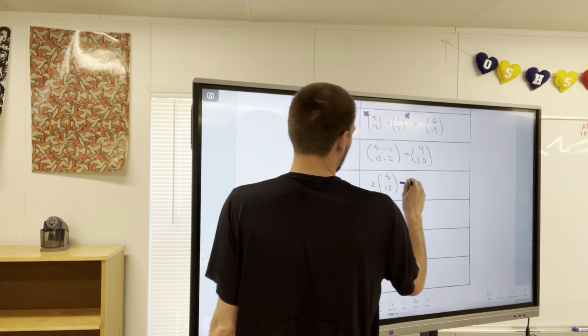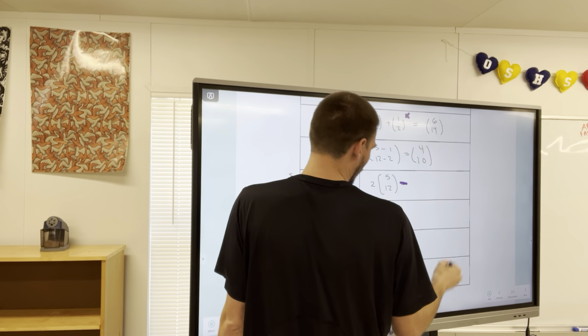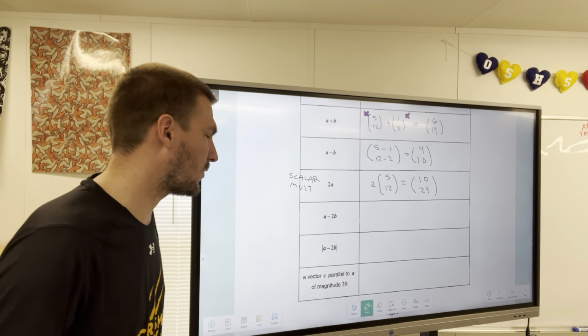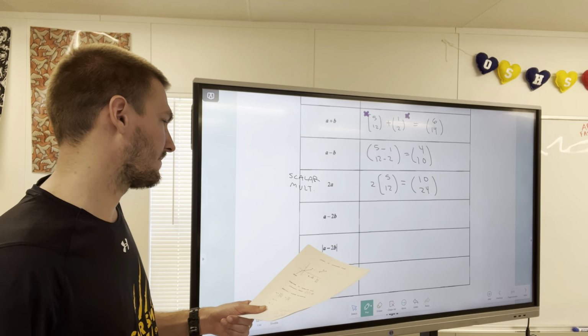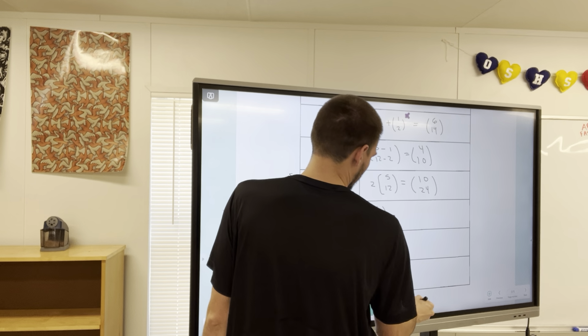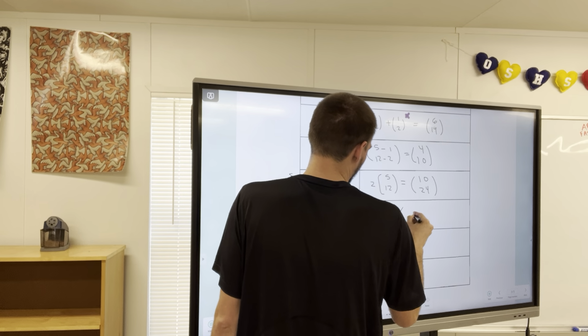And so we're going to multiply both of these, which is not like a fraction. This is not fraction stuff. 10, 24. Quite easy. What about A minus 2B? Okay, they're trying to make this longer, but it is still very easy. Minus 2B, which is 1, 2.